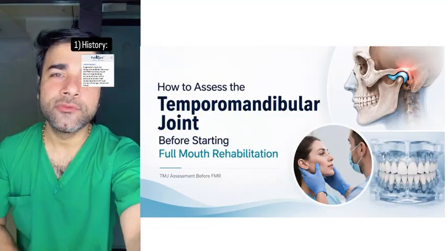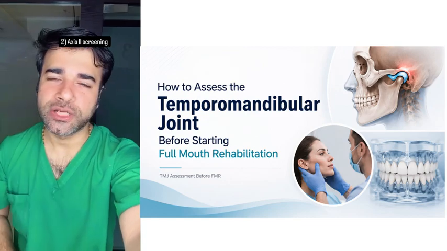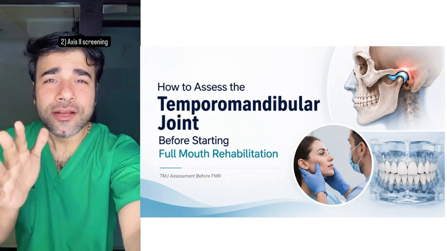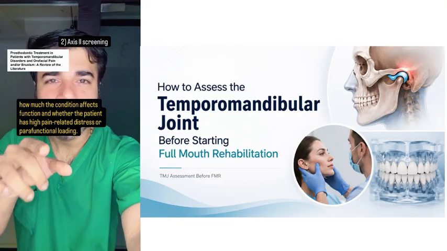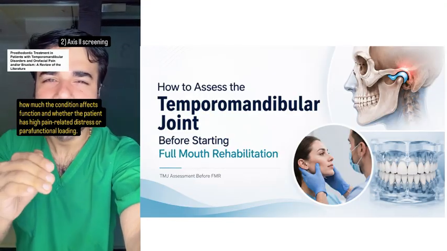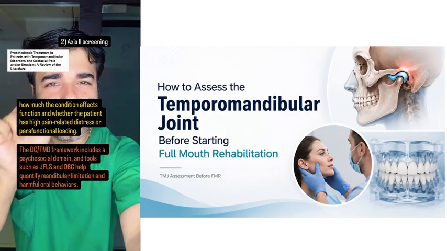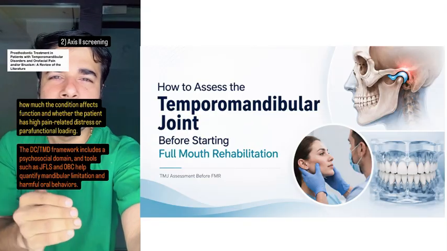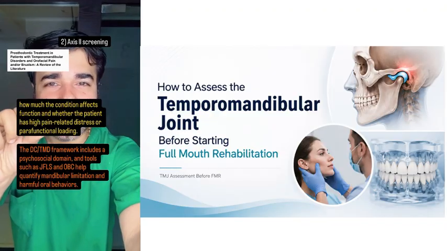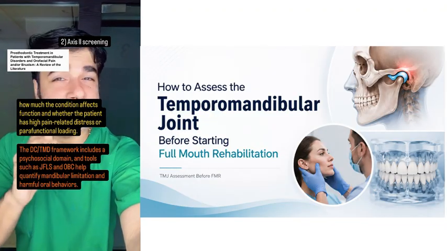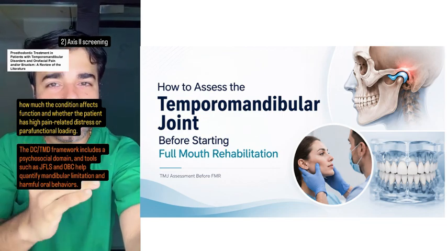and it prevents mistaking a symptomatic unstable system for a routine restorative case. Number 2, screening, function and psychosocial load. In large rehabilitation, it is not enough to know whether the joint clicks. You also need to know how much the condition affects function and whether the patient has high pain-related distress or parafunction loading. The DC-TMD framework includes a psychosocial domain, and tools such as the Jaw Functional Limitation Scale and Oral Behaviors Checklist help quantify mandibular limitation and harmful oral behavior. This is particularly relevant in patients with wear, bruxism, chronic pain, or failed prior dentistry.